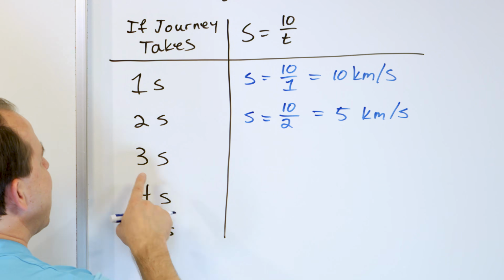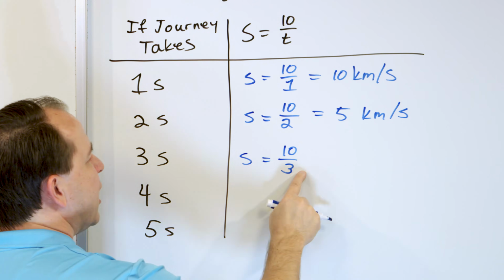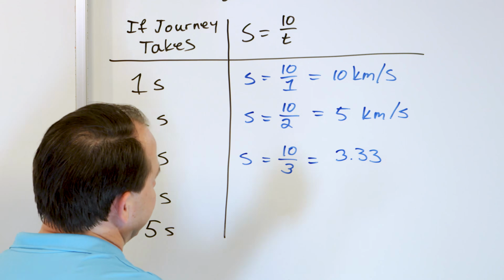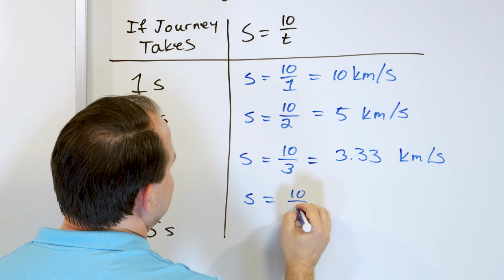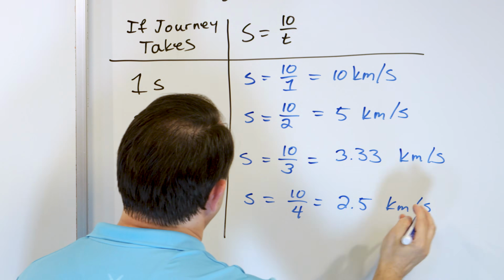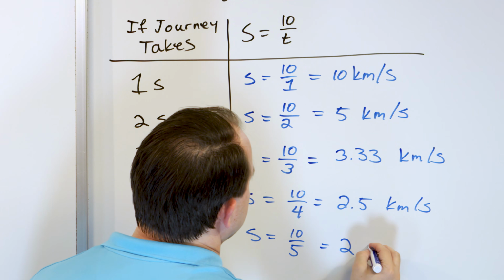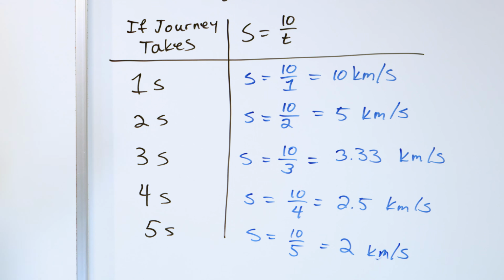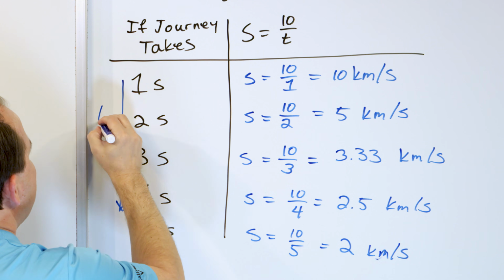So that makes sense. Now, if it takes me even longer, 3 seconds, 10 kilometers divided by 3 seconds, I have to stick that in a calculator, I'm going to get 3.33, I'm rounding here, kilometers per second. And then if I do 4 seconds, you see the pattern. 10 divided by 4, you're going to get exactly 2.5 kilometers per second. And at 5 seconds, you're going to get 2 kilometers per second.